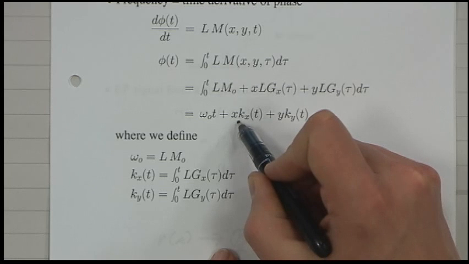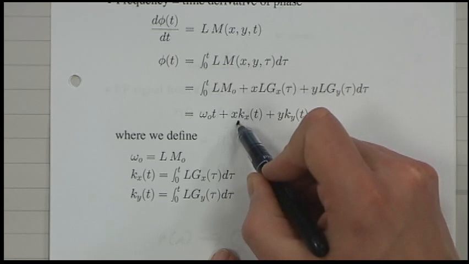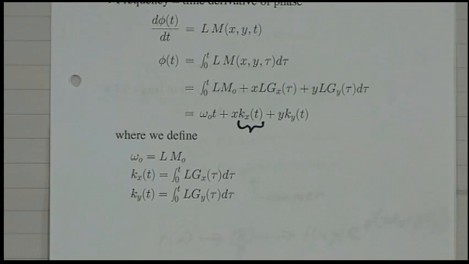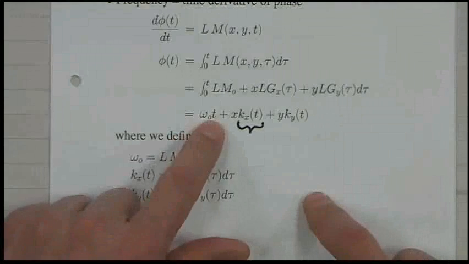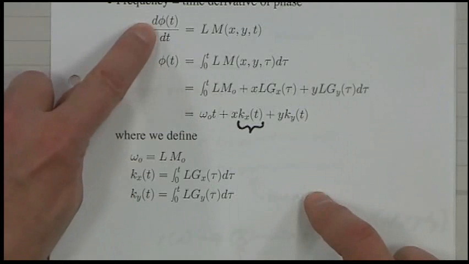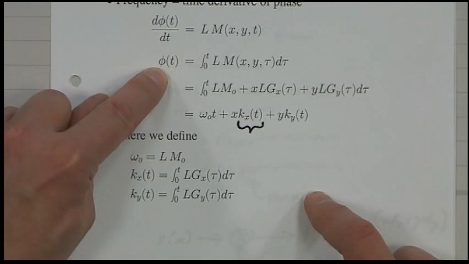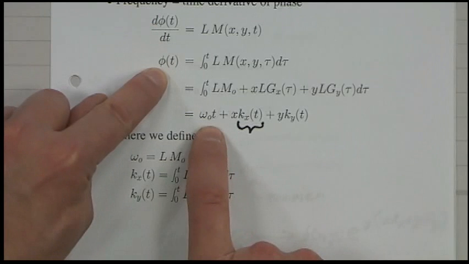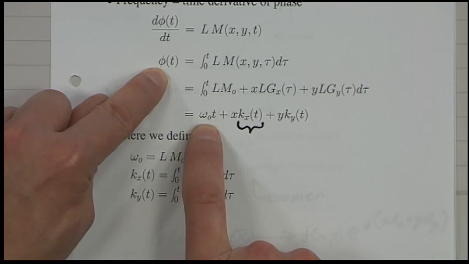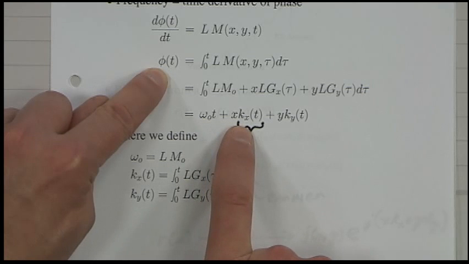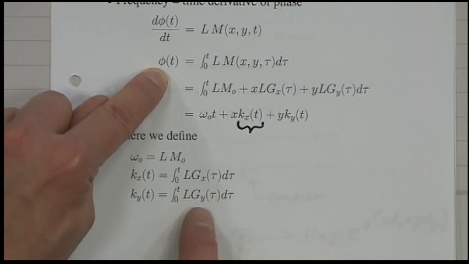Oh, okay, so this term here, kx of t, let's look at that term. This is the instantaneous frequency. Oh, I'm sorry, this is the phase, okay? So the phase is going to be the nominal frequency times t plus x times k of t, where k is the integral of this expression.